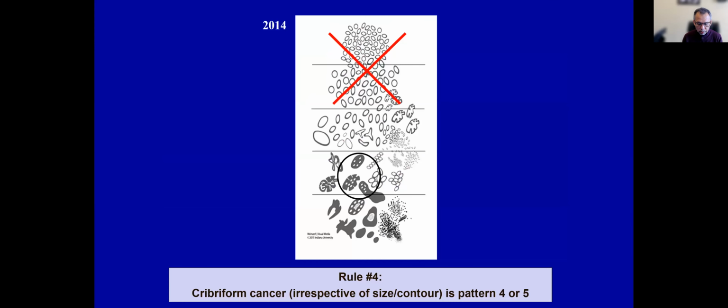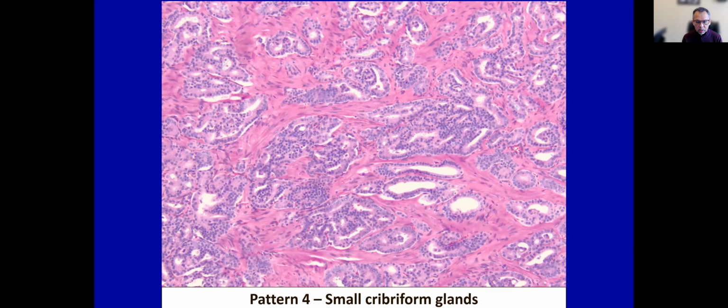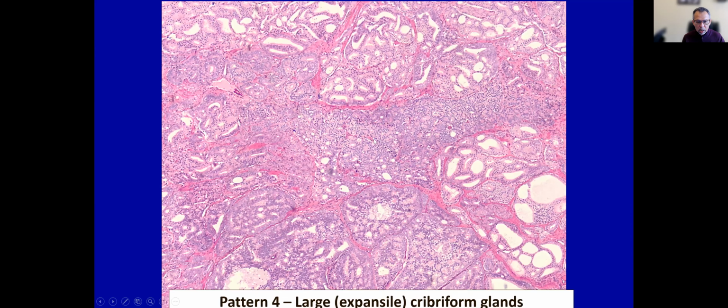So our rule number 4 is that a major departure that occurred in the 2014 modification is that now all cribriform carcinoma, irrespective of the size and contour of the gland, is considered Gleason pattern 4, or 5 if associated with necrosis. So there is no Gleason pattern 3 cribriform prostate cancer anymore. Here is an example of small cribriform glands, irregular infiltrating glands with multiple lumens, punched-out type of holes. Here is an example of large cribriform cancer glands.